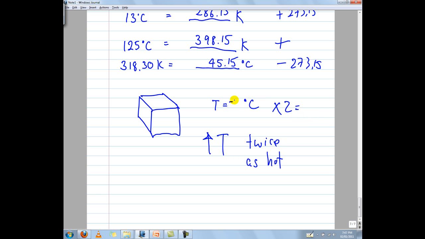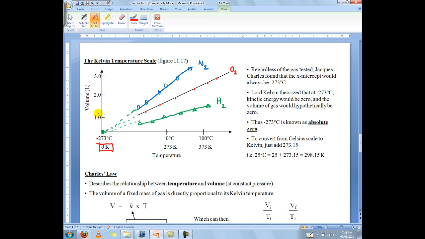Or what would happen if it was negative 5 degrees Celsius, and I asked you to warm up the piece of ice so it's twice as hot? Well, 2 times negative 5 is negative 10 degrees Celsius, but that's even colder than it originally was. That makes no sense. So as you can see, the Celsius scale does not work very well when we talk about temperature. But since the Kelvin scale never has a negative number, and it's always going to be a positive number, we don't have to worry about that situation.